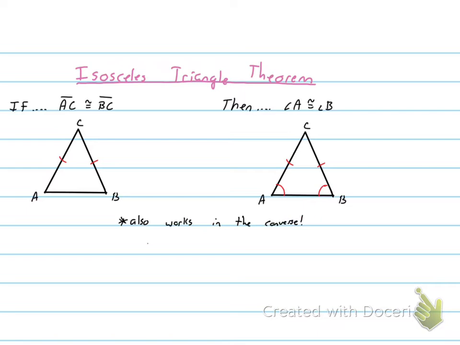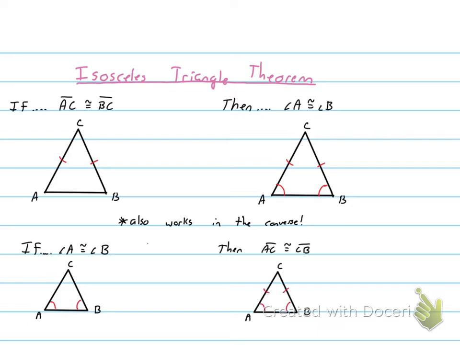The reverse or the converse of this also works as well. So if we have a triangle and the only information that we have is that angle A and angle B are congruent, like in this diagram, then we can assume that those legs are congruent. So we can assume that AC and CB are congruent.